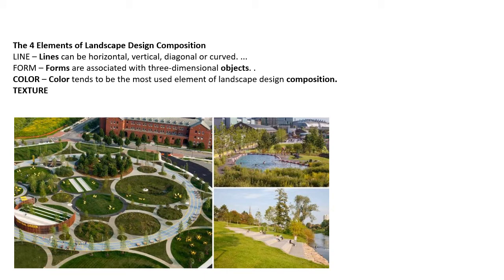And if we talk about the basic elements which form the composition for landscape design, it starts with line, then it converts with form, then color, and then texture. Line can be horizontal, vertical, diagonal, and curved. Forms are associated with three-dimensional objects. Color tends to be the most used element of landscape design composition. These elements form the landscape design, and by using your artistic ability, your love for designing, sketching, you can form your design for lands, how you give the pavements, how you give your greenery in a particular rhythm, pattern, and composition. So that's landscape design.